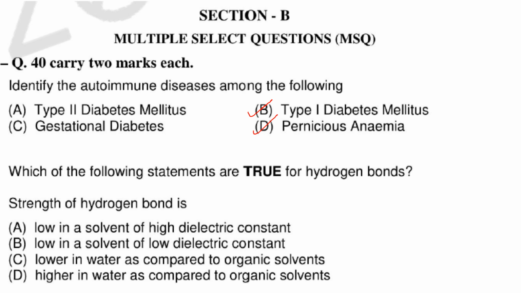Then next one. Which of the following statements are true for hydrogen bonds? Strength of hydrogen bond is low in a solvent of high dielectric constant. Yes. Low in a solvent of low dielectric constant. No. Lower in water as compared to organic solvents. That is also correct. So A and C are correct.